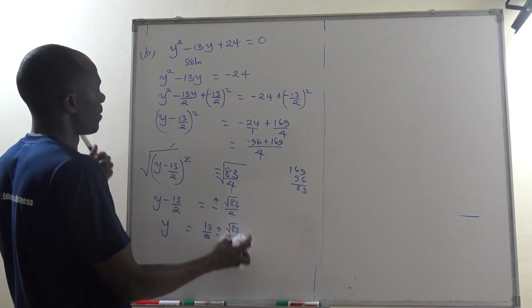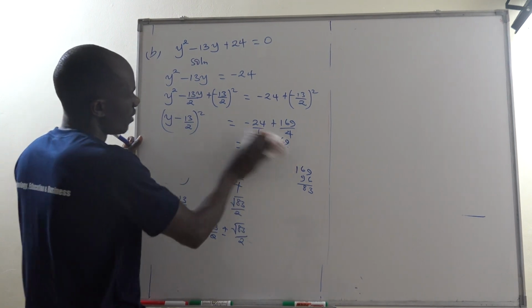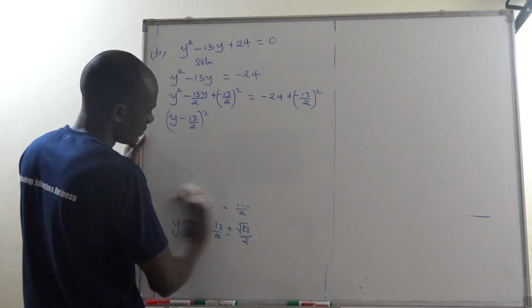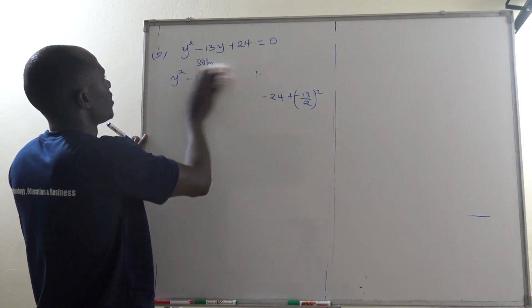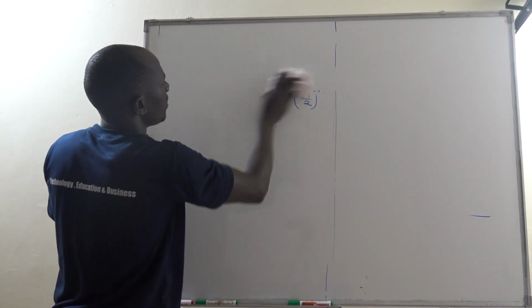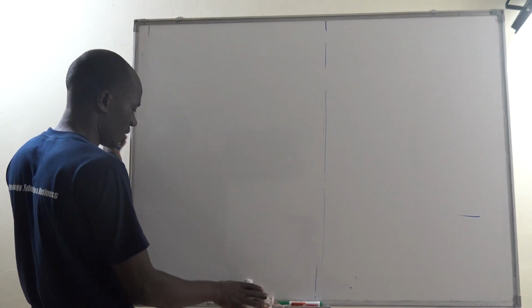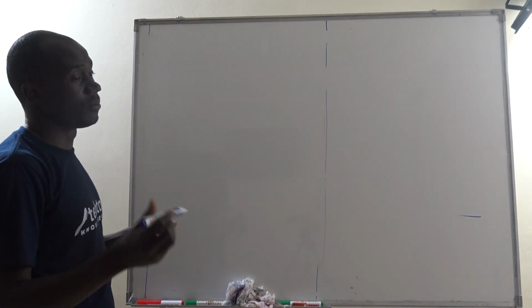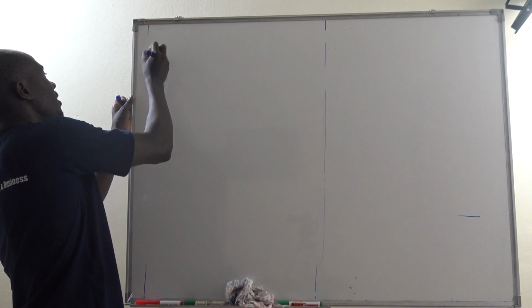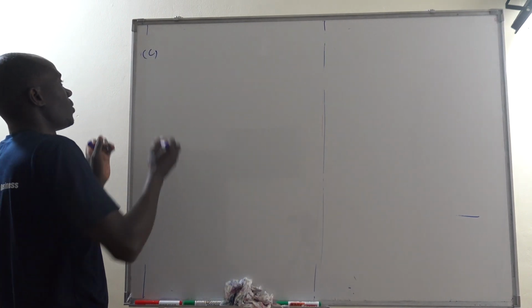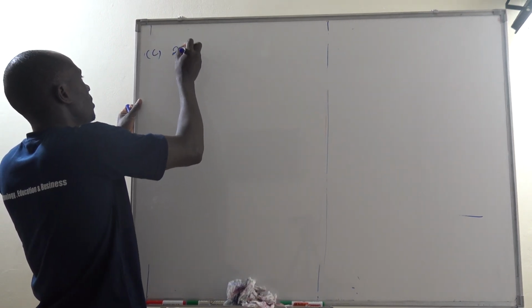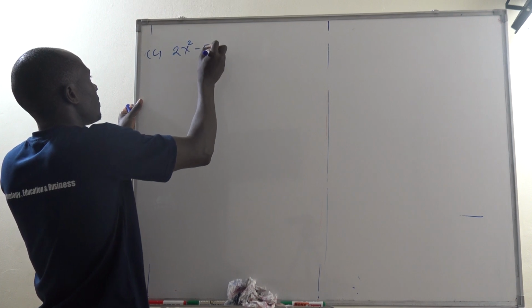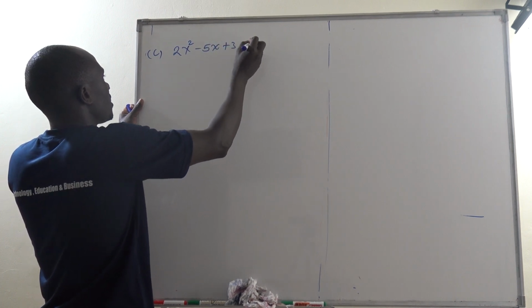So let's go to part C. We're now moving to part C, of the same way of solving but using the completing the square method. Part C goes to 2x squared minus 5x plus 3 equals 0.